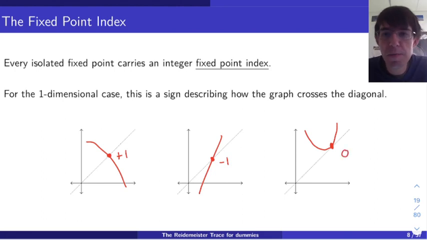This is the fixed point index, at least in one dimension. In real papers about this stuff, it's all done in arbitrary dimensions, in which case the index is a little more complicated. But for this talk, we're just going to look at one dimension.